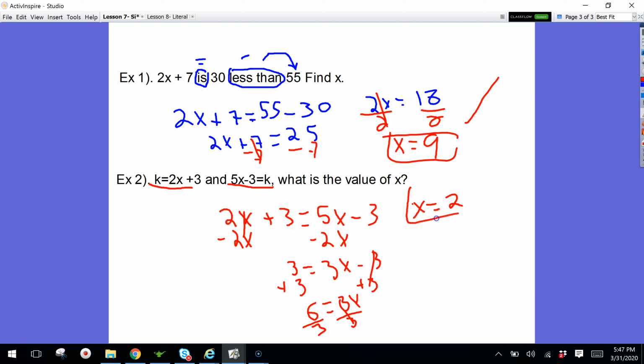And again, we can plug this back in. And also, if we plug this back in, notice that we will find the value of k. That's not what the question's asking us for, but we can. So 2 times 2 would be 4, plus 3 is going to be 7. And 5 times 2 is going to be 10, minus 3 is also going to be 7. So when I plug in my x, they're both going to give me an output of 7.